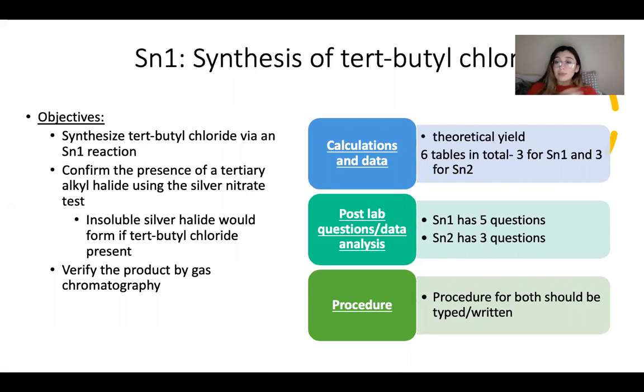Calculations and data. Make sure you include theoretical yield. You should have 6 tables in total. For this section alone, the SN1 synthesis of tert-butyl chloride, you should have three tables. And then for the second part, which is SN2, you should have 3 other tables, so 6 in total. For your post-lab questions, SN1 has 5 questions, so make sure you add those. And then SN2 has 3 questions, so make sure you add those too.